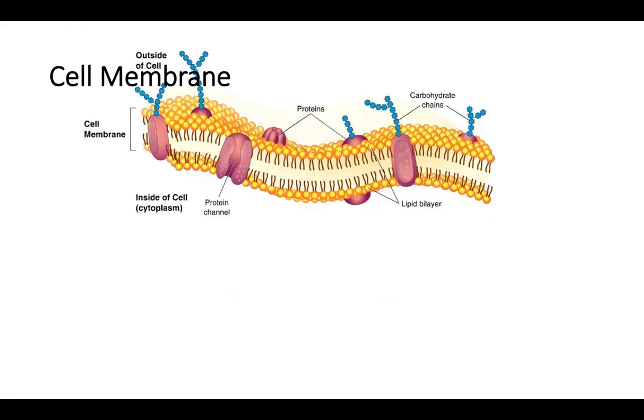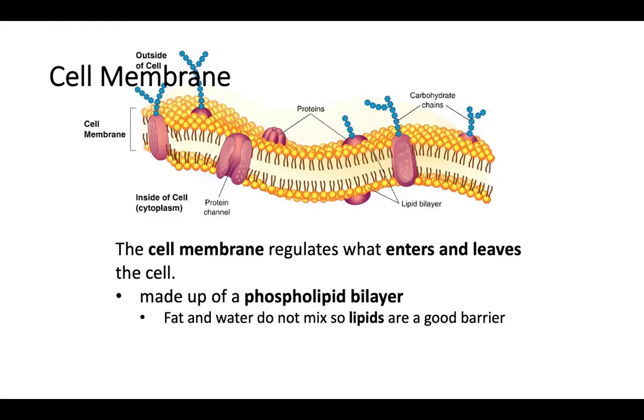Okay, so it is made up of heads and tails, but this entire thing is called a phospholipid bilayer. And bi means what? 2. Okay, so it's made up of a phospholipid bilayer. Okay, so 2 layers of phospholipids. You have heads up here, down here, and the tails in the middle, okay?